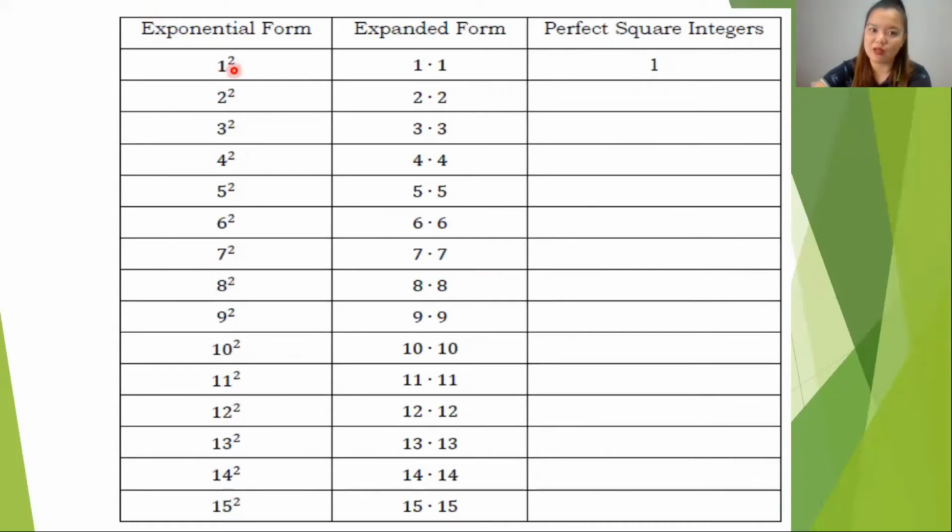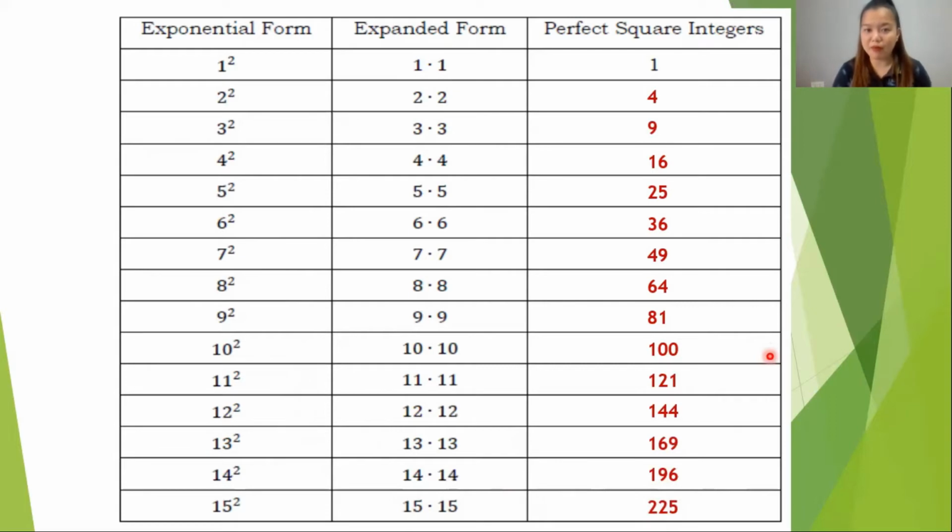So let's have 1 squared or 1 times 1. That's equal to 1. Then you have 2 squared, which is equal to 2 times 2. Your answer is 4. 3 squared, 9. 4 squared, 16. 5 squared, that's 25. 6 squared is 36. 7 squared is 49. 8 squared or 8 times 8, that's 64. 9 squared or 9 times 9 is 81. 10 squared or 10 times 10 is 100. 11 squared is 121. 12 squared is 144. 13 squared is 169, 14 squared is 196, and 15 squared or 15 times 15 is 225.